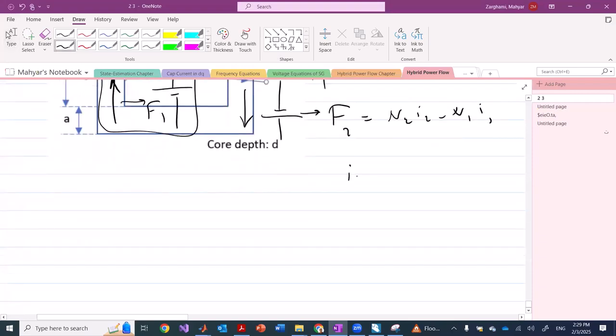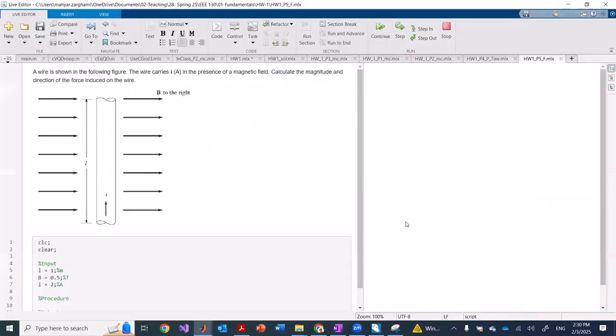The direction of the force would be I times L cross product by B. That would determine the direction of F. So L should be in the direction of the current. Using the right hand, the first element, L, would be the index finger. The second element would be B, which would be the middle finger, right? So the index finger would be in the direction of the current, and the middle finger would be in the direction of the field.